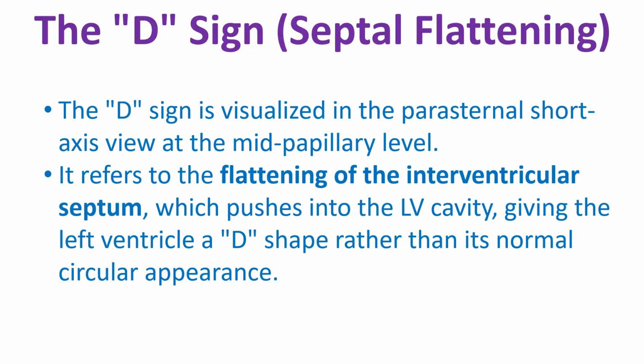The D sign is visualized in the parasternal short axis view at the mid-papillary level. It refers to the flattening of the interventricular septum, which pushes into the LV cavity, giving the left ventricle a D shape rather than its normal circular appearance.